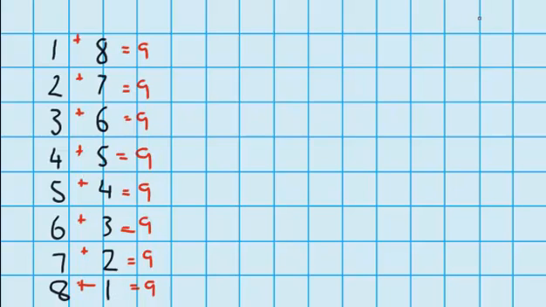So this is a really good check when you're doing any of your tables up to 9 times 10. If you add the digits together and it doesn't equal 9, then you know you must have done something wrong.